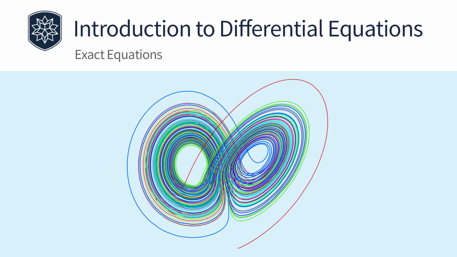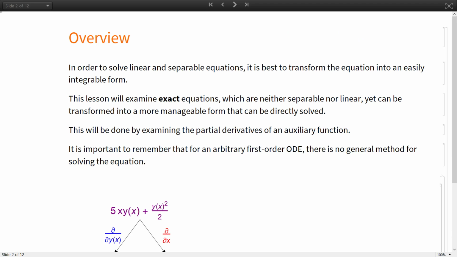Let's take a look at an overview of this lesson. When solving linear and separable equations, we saw that it is best to first transform the equation into an easily integrable form. However, not all equations are separable or linear, so the methods discussed for those types of differential equations can't always be applied. But if we are able to classify the equations as exact, then the equation can be directly solved. This lesson will discuss how this is done by examining the partial derivatives of a so-called auxiliary function.